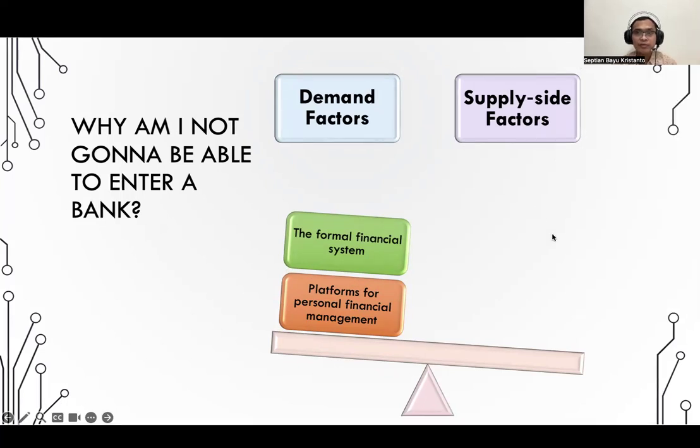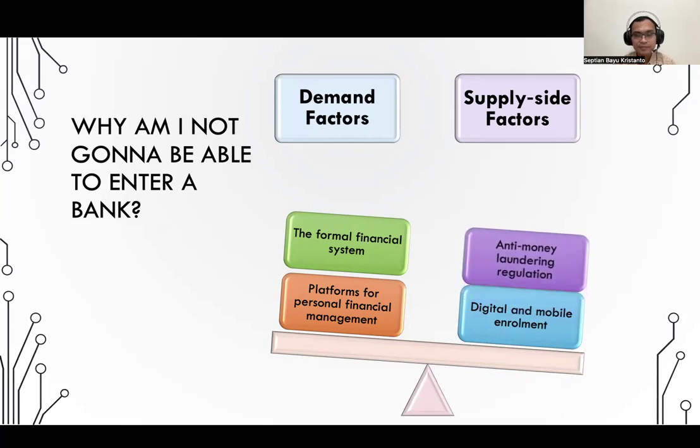On the other side, we have lots of supply factors. The first supply factor is that more customers need digital money. They want mobile enrollment, so they can do markets, transactions, and activity using digital and mobile activities. And then, to protect from the victims, they need anti-money laundering regulations.